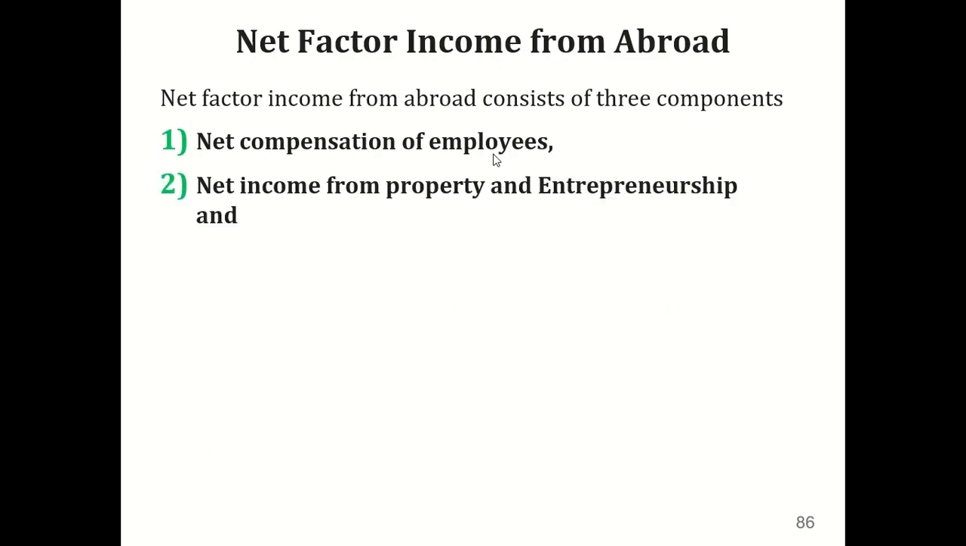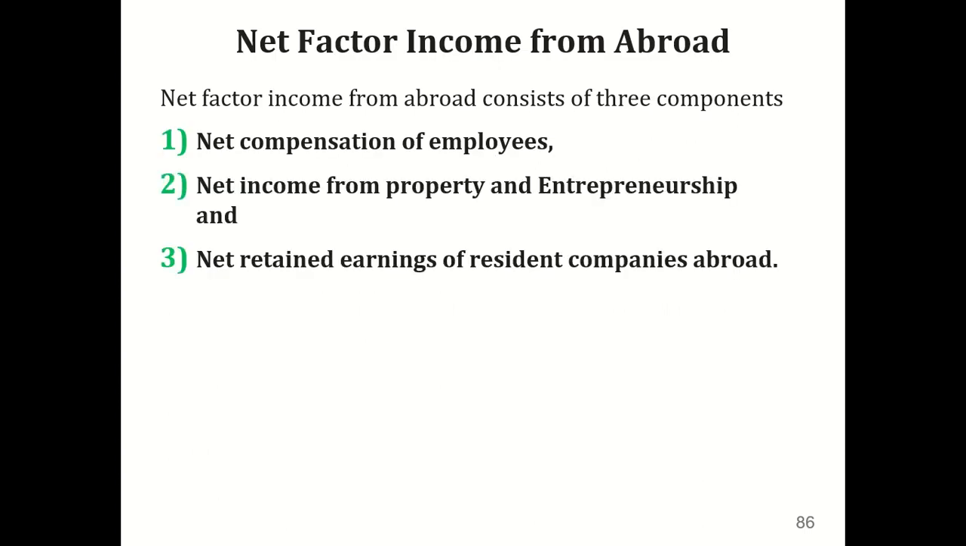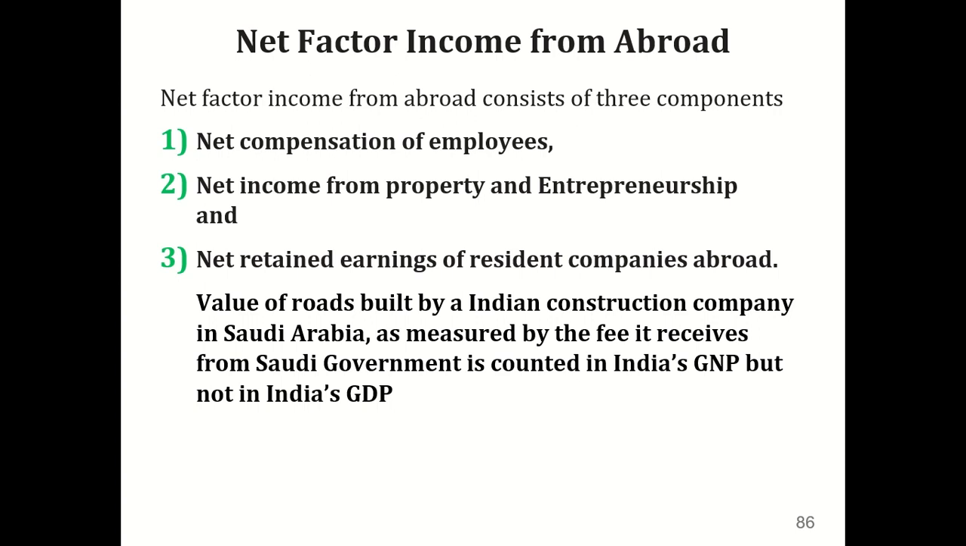As I said, it has three components: net compensation of employees, net income from property and entrepreneurship, and net retained earnings of resident companies abroad. So let us look at each one of these.